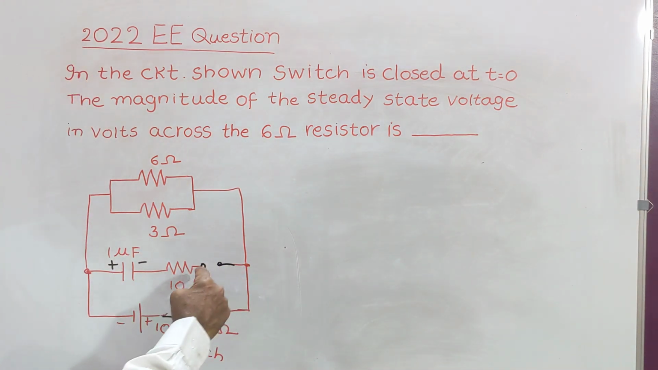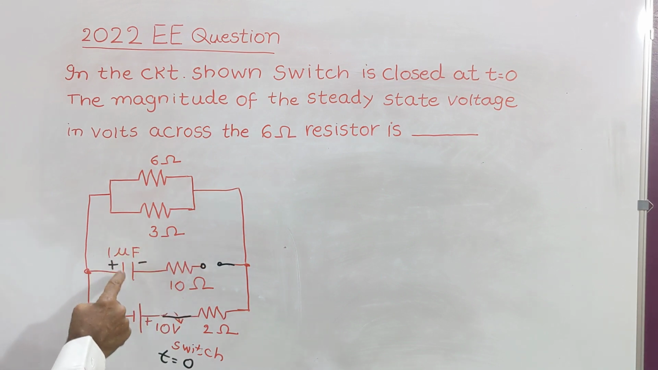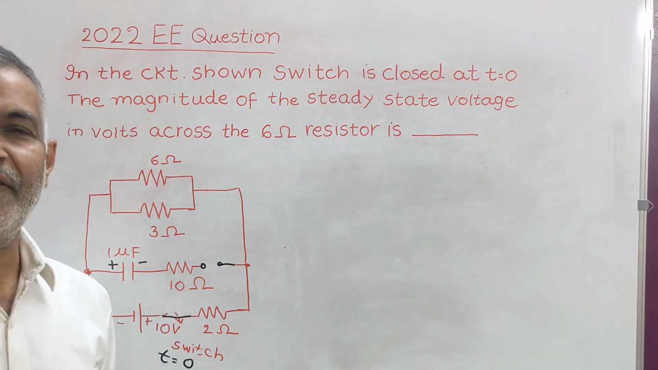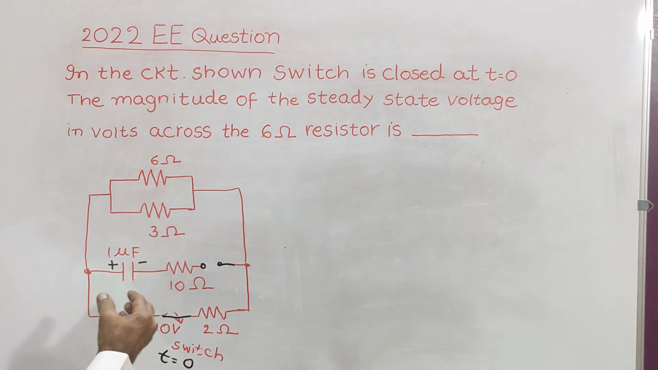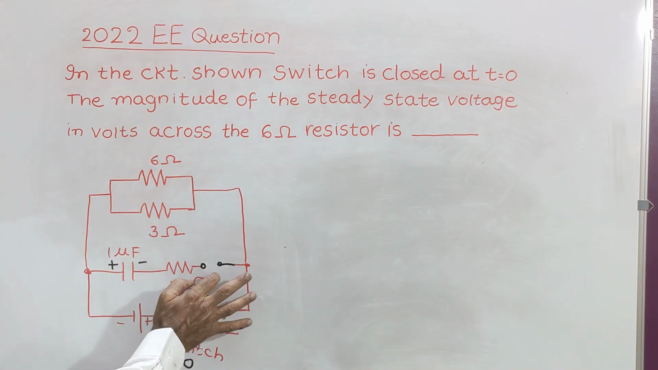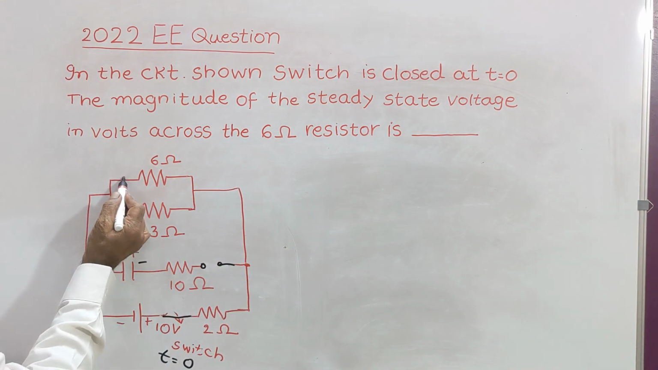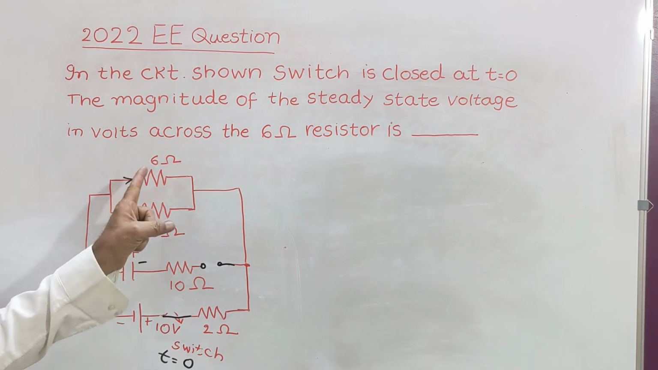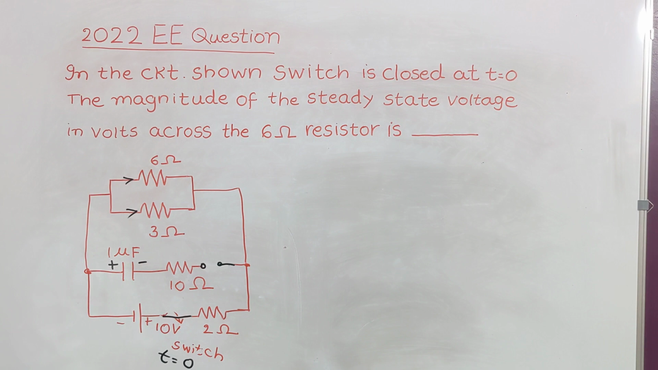This branch behaves as an open circuit because the capacitor is fully charged to some voltage, not 10 volts. It is not charged to 10 volts. It is less than 10 volts. I can find out at the end. Now once the open circuit is created here, you can find out the current through 6 ohms, the current through 3 ohms, and the voltage drop across 6 ohms. This is under final condition.